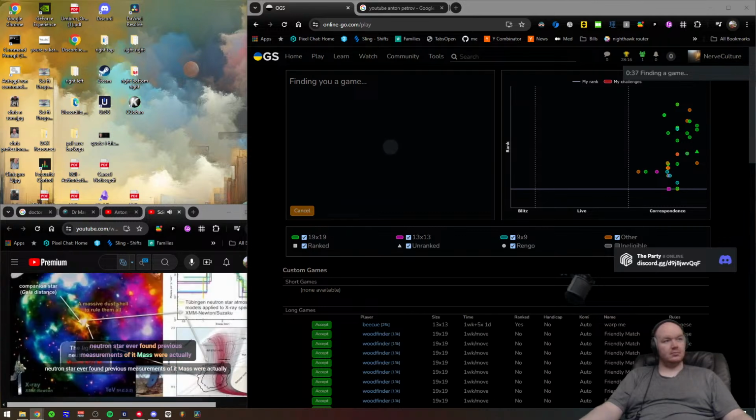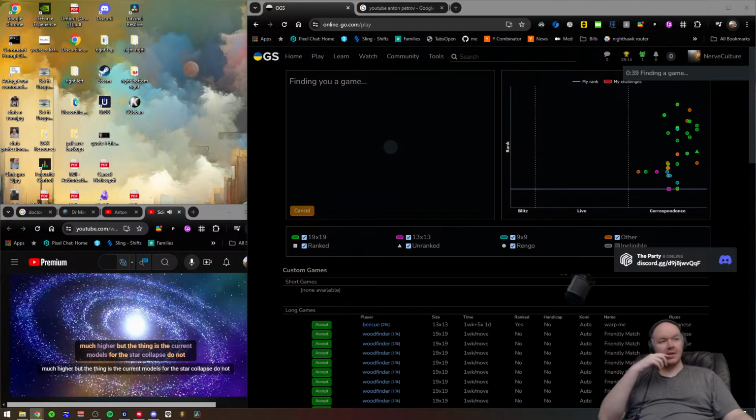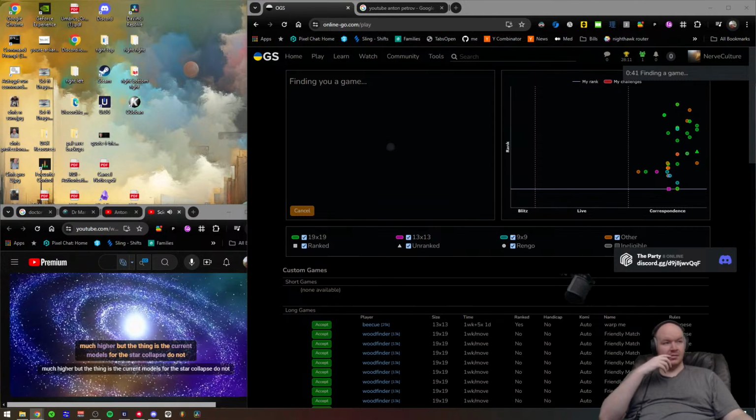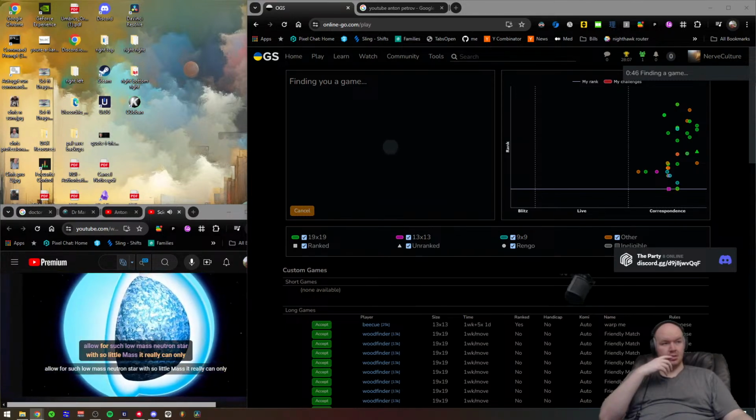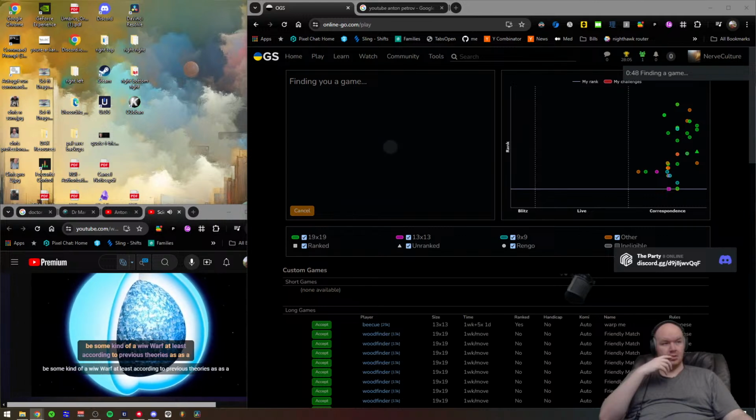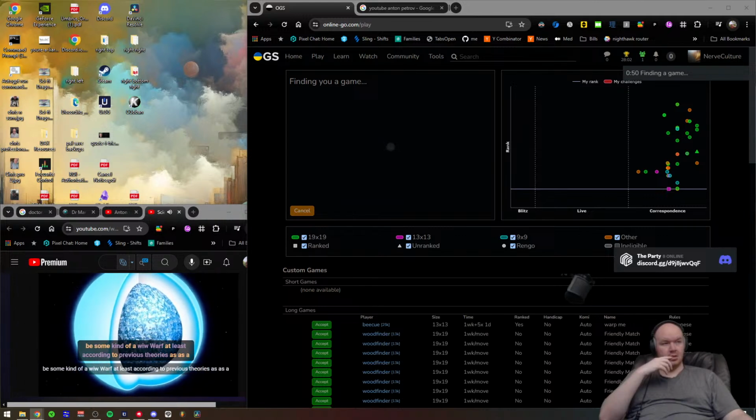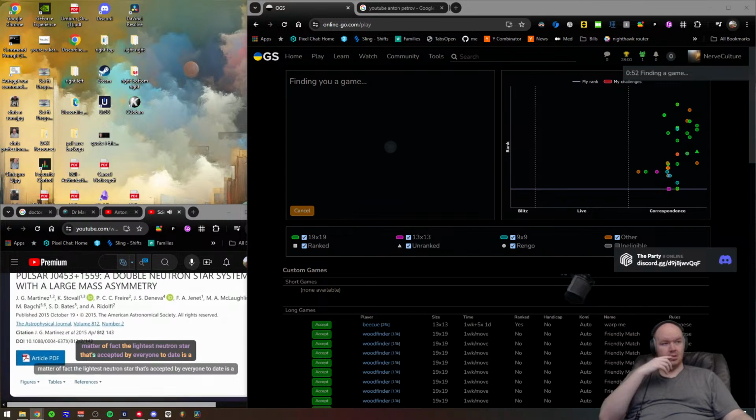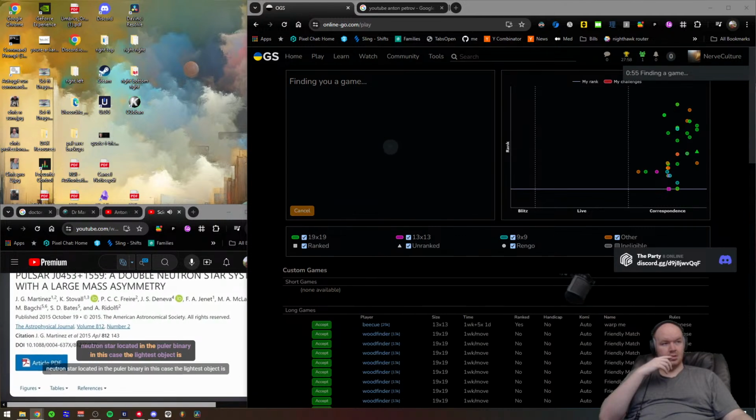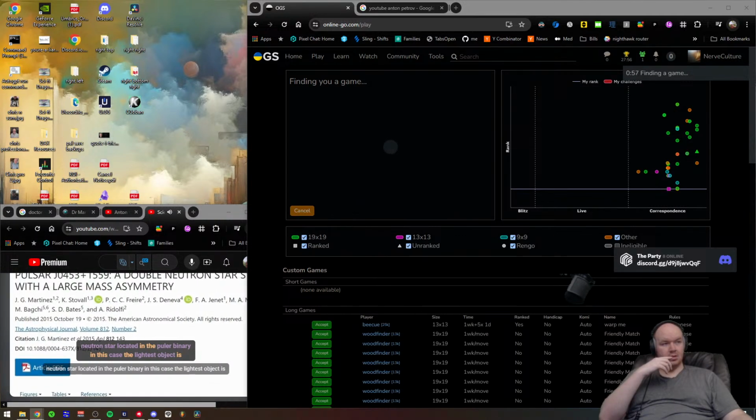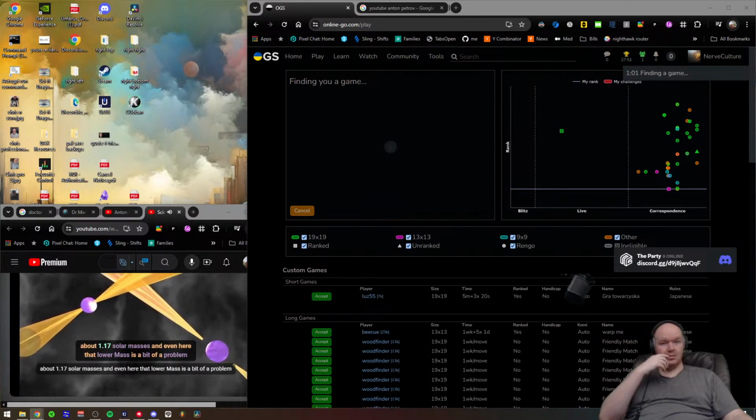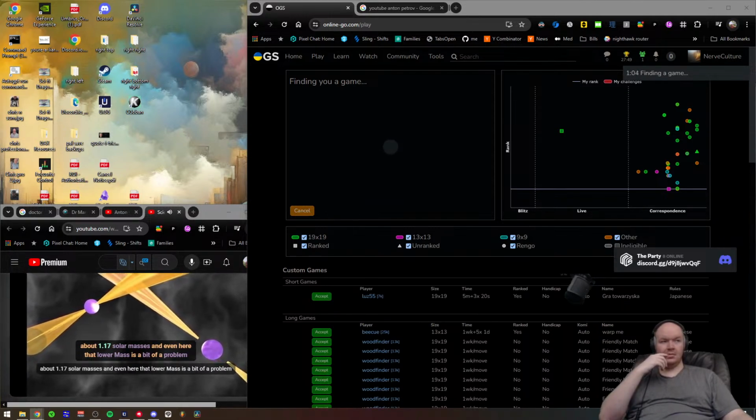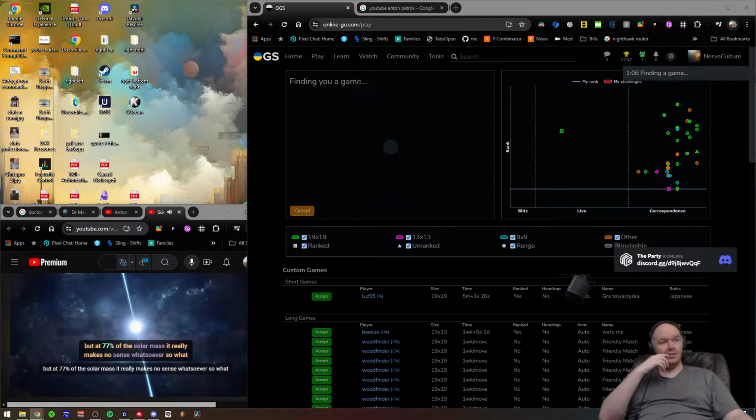Previous measurements of its mass were actually much higher. But the thing is, the current models for the star collapse do not allow for such a low mass neutron star. With so little mass, it really can only be some kind of a white dwarf, at least according to previous theories. As a matter of fact, the lightest neutron star that's accepted by everyone to date is a neutron star located in a pulsar binary. In this case, the lightest object is about 1.17 solar masses, and even here that lower mass is a bit of a problem. But at 77% of the solar mass, it really makes no sense whatsoever.